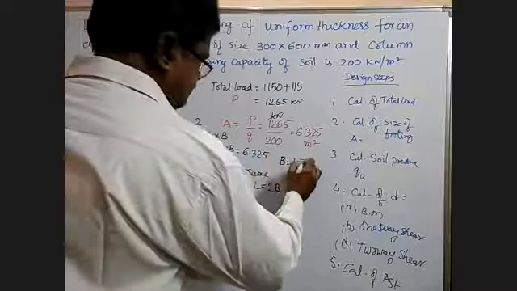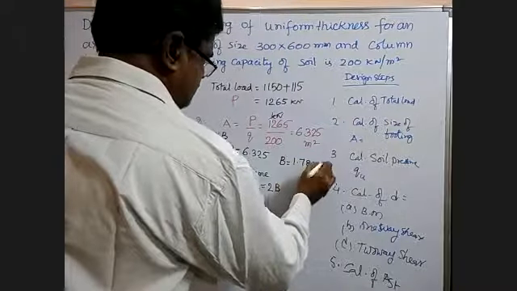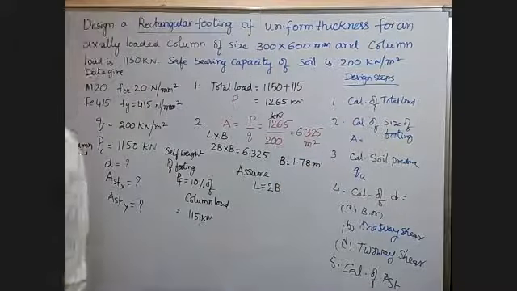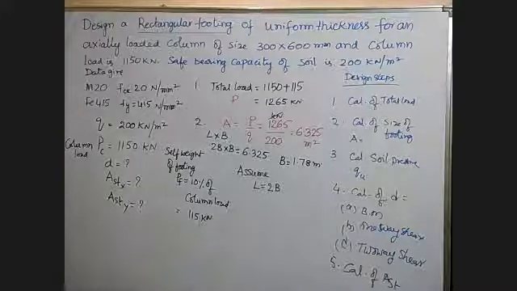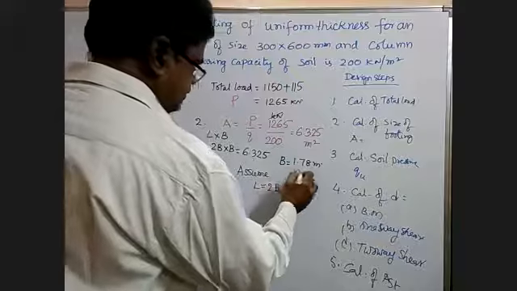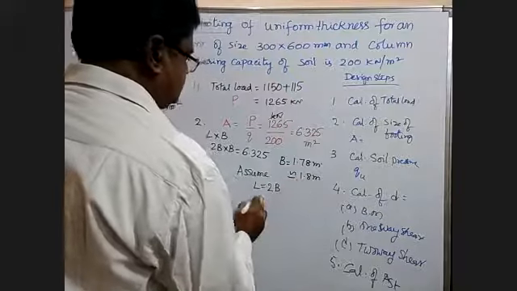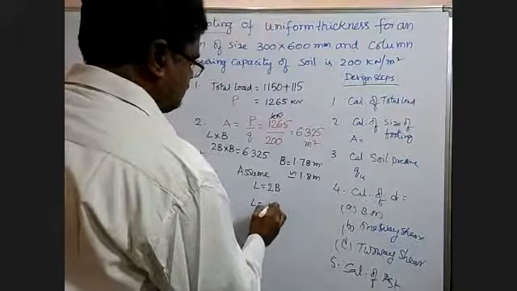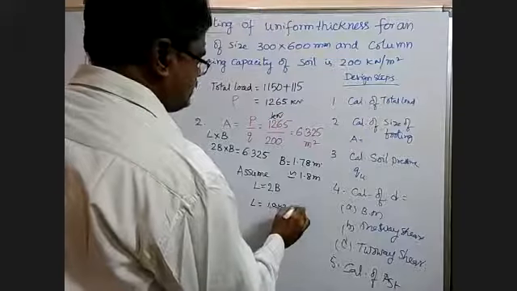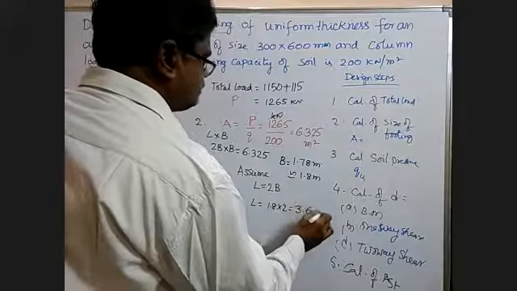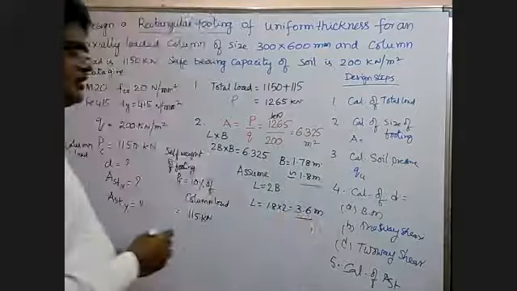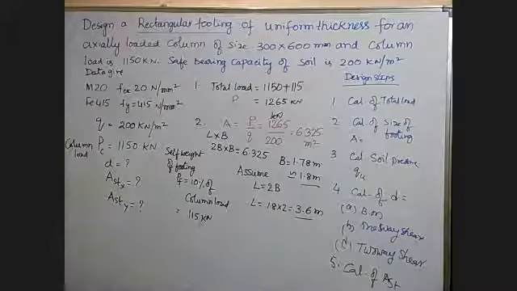B is equal to 1.78 meters, let us say 1.8 meters, rounded up. So L is equal to 1.8 into 2, which is 3.6 meters. So what is the size of the footing? 3.6 by 1.8 meters. This is how you have to calculate it.